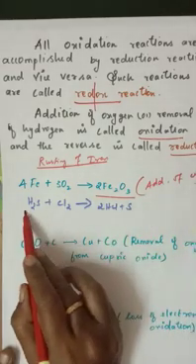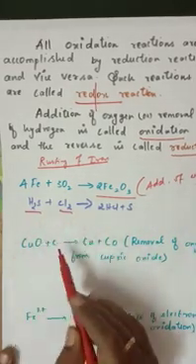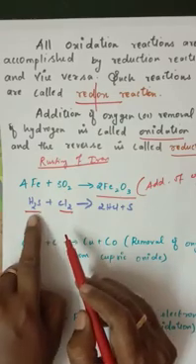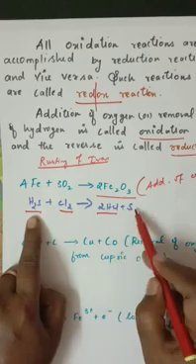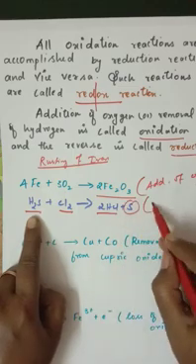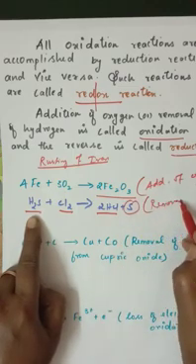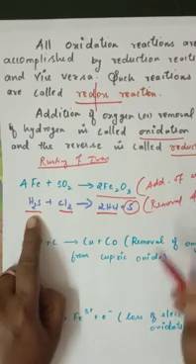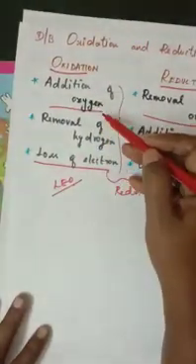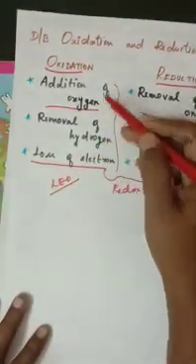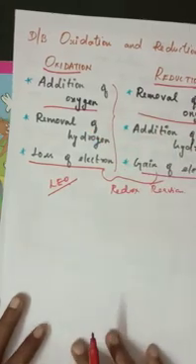One more example we can see: H2S and Cl2. The H2S releases hydrogen, becomes 2HCl, and releases sulfur. So what happened here? Removal of hydrogen. This is also an oxidation reaction. So addition of oxygen and removal of hydrogen are said to be oxidation reactions.